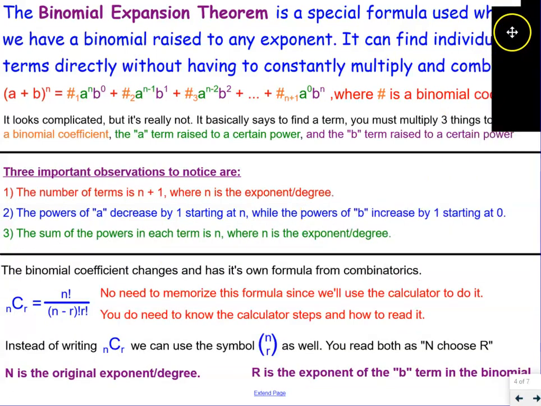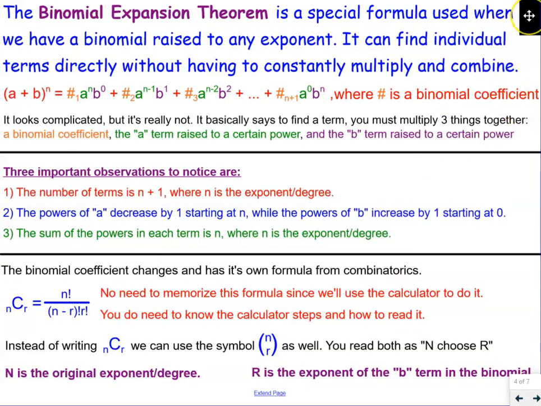Then we have one more thing, and that is the binomial coefficient changes and has its own formula from combinatorics. This is nCr, n choose r, n combination r, is equal to n factorial over n minus r factorial times r factorial. Factorial just means multiply the numbers from that number going backwards to 1. But don't worry about doing that. We're going to use a calculator. So no need to memorize the formula. We use a calculator to do it. But do learn the steps and how to read it.